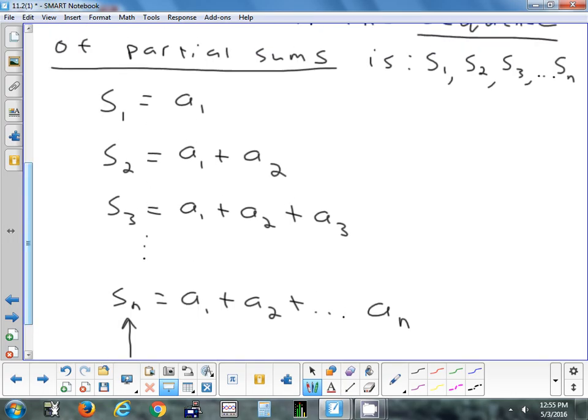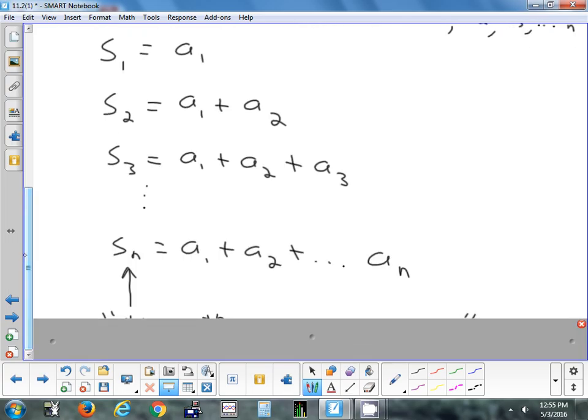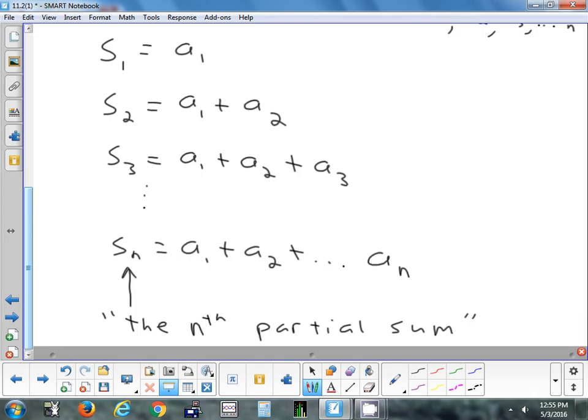Just how we pronounce it, this is called your first partial sum, second partial sum, third partial sum. How would you pronounce this one? Yeah, it's your nth partial sum. Any questions on partial sums so far?